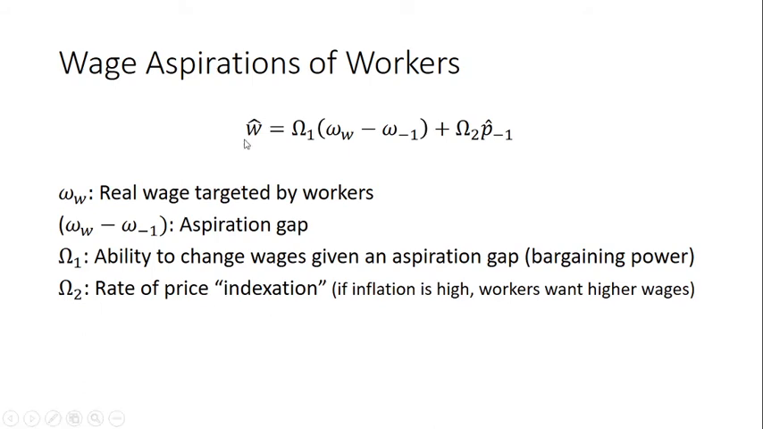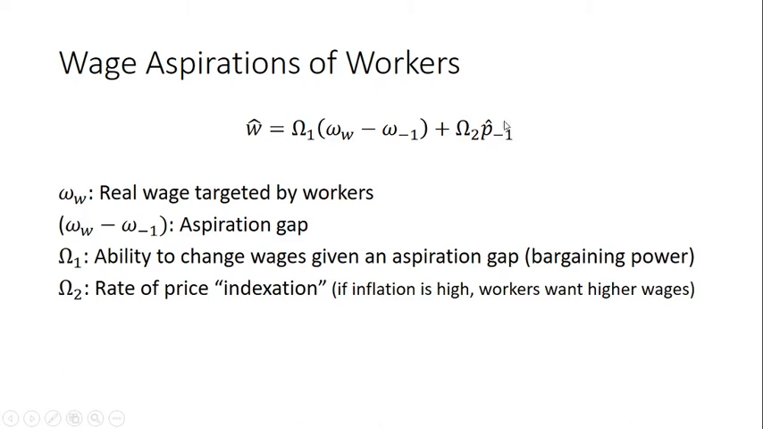Here we're going to put the growth rate of wages as some function of the difference between the real wage targeted by workers and the actual outcome in the last period. And here, this coefficient, omega 1, represents the bargaining power of labor unions, if you like, or the ability to change wages given this, what we'll call, aspiration gap. Yeah, the difference between what is happening and what workers target.